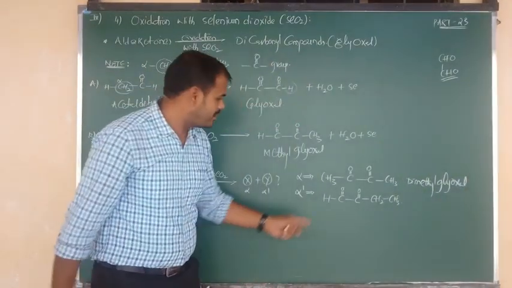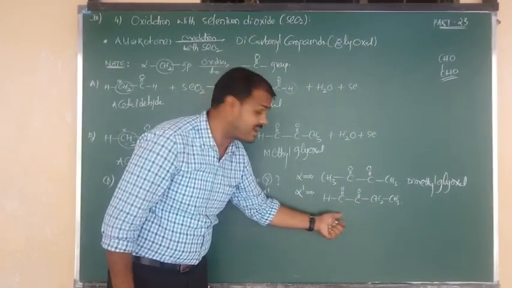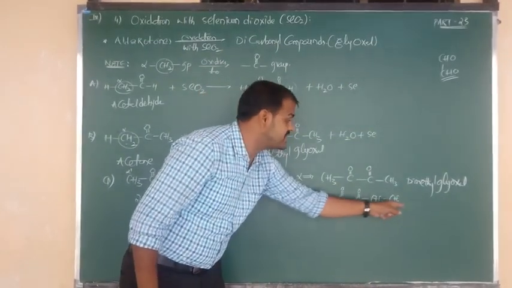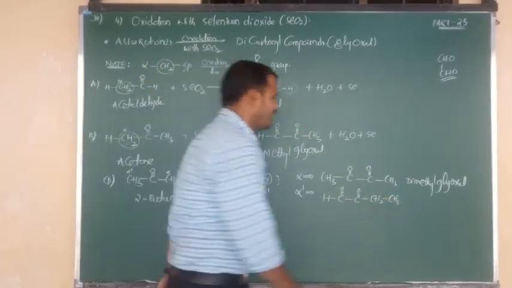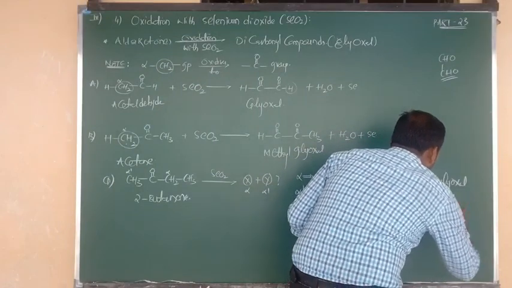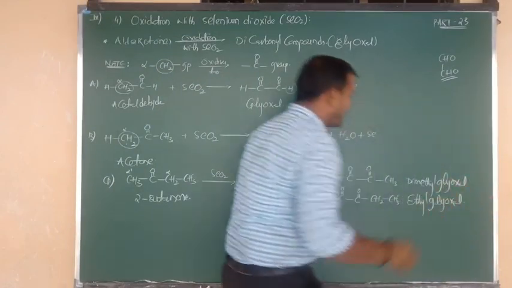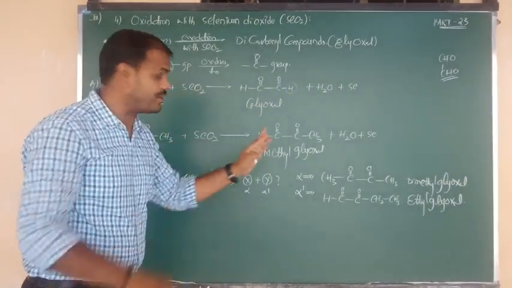What about the second one? CHO, CHO. This is glyoxal, C double bond O, C double bond O. But which glyoxal? CH3, CH2 means ethyl glyoxal. So the second product here is what? Ethyl glyoxal. Okay? Very important from the objective point of view.